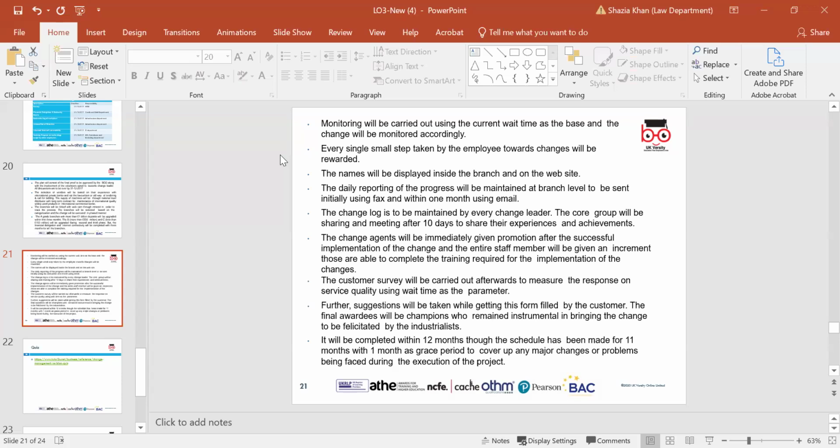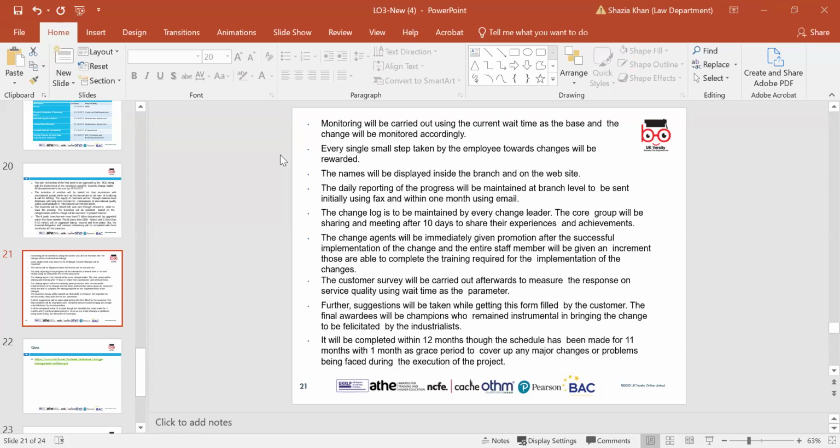The customer survey will be carried out afterwards to measure the response on service quality using wait time as a parameter, and further suggestions will be taken while getting this form filled by the customers. And the final awardees will be champions who remained instrumental in bringing the change, to be facilitated by the industrialists.